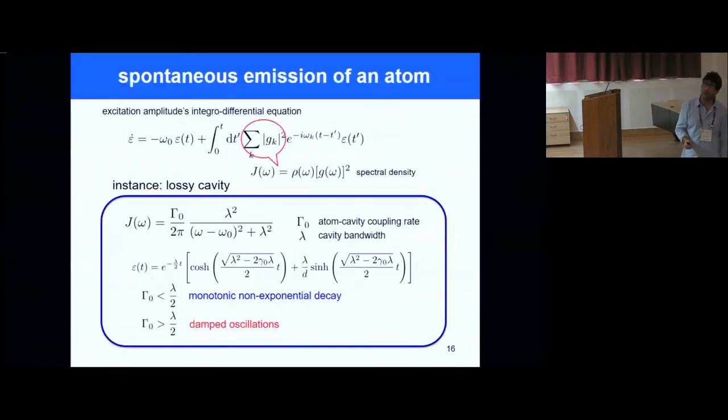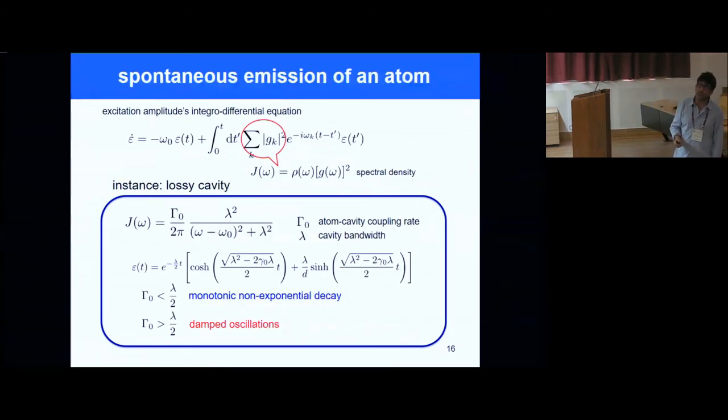So the excited state amplitude obeys in general this integro-differential equation, which depends on the spectral density of the bath. Let me consider two instances. In the case of a lossy cavity, the spectral density is a Lorentzian one, which depends on the atom-cavity coupling rate and the cavity linewidth this way. And this is the solution, which can be obtained analytically.